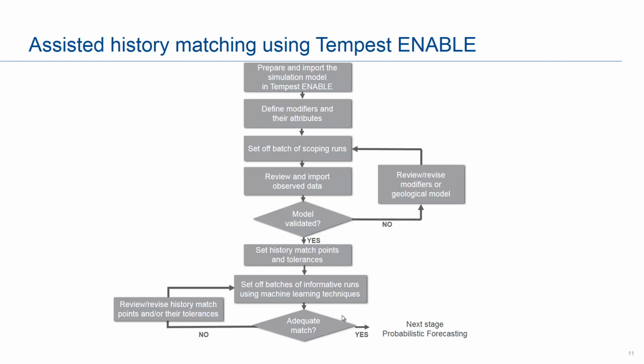Okay, so this provides an overview of assisted history matching using Tempest Enable. So you begin with preparing your simulation model, which you then import into Tempest Enable. You define the modifiers and their attributes, set an initial set of scoping runs, and then you import the observed data and validate your model.